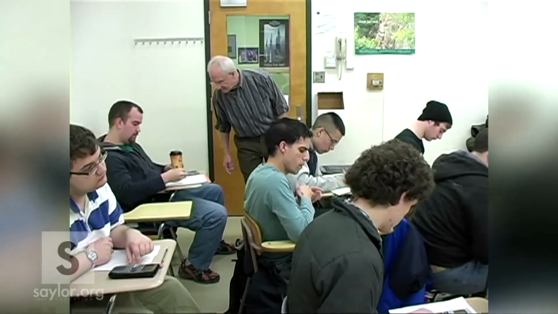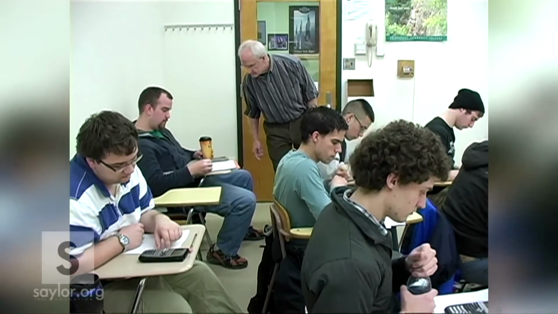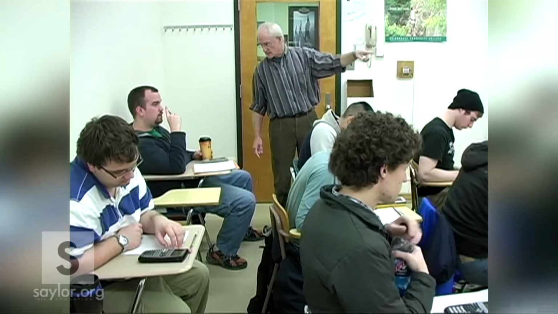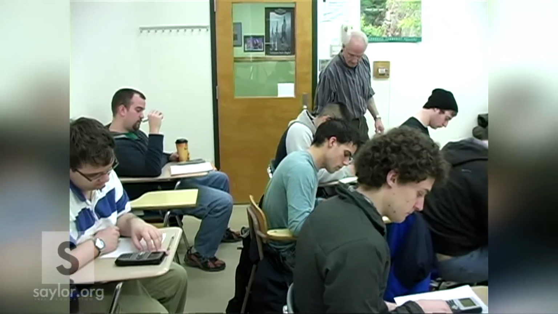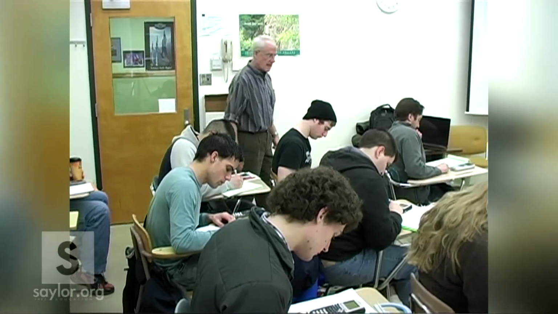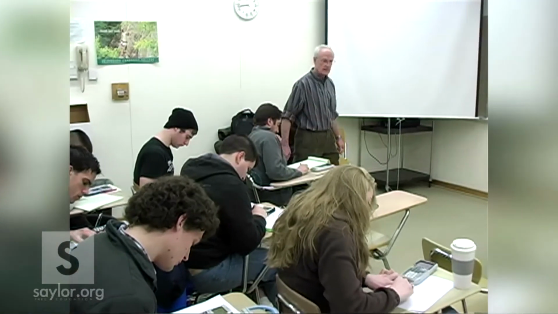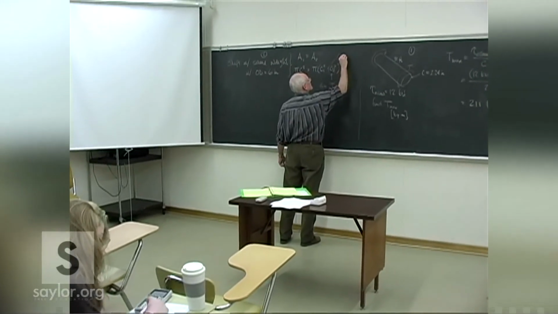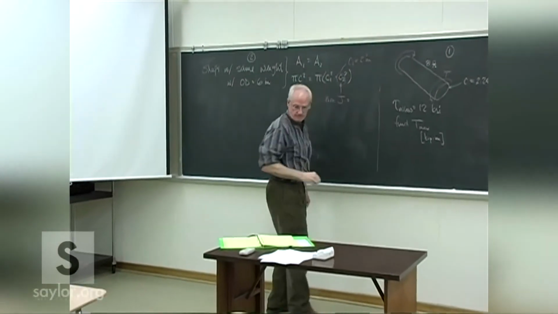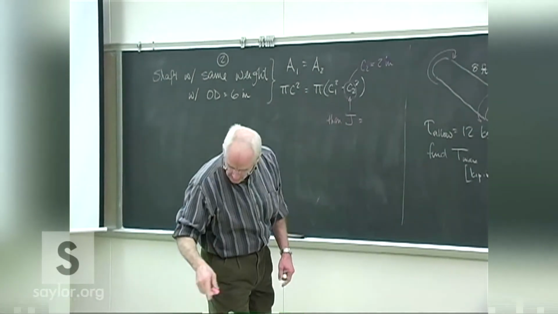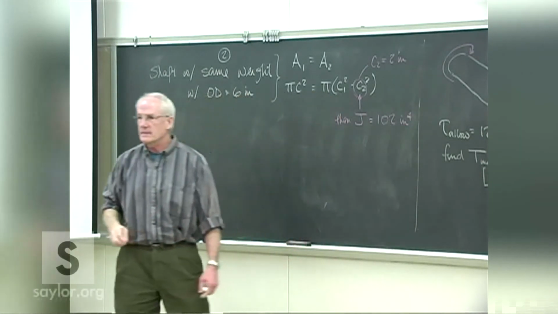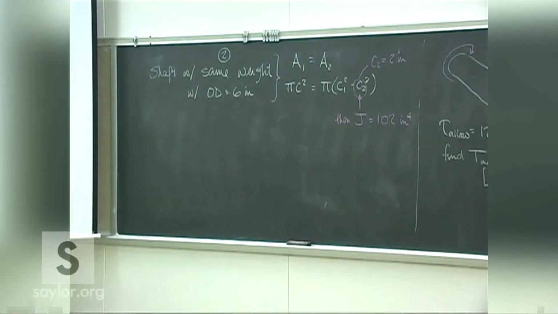Where am I looking? That's good. So what we're looking for is the maximum torque. The maximum torque that can be applied. So you should get C is... The inner radius is 2. Do I have J? J I think is 102 inches to the fourth. Sound about right? And then you can find then the maximum torque.